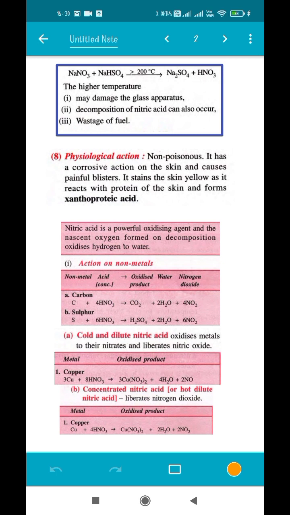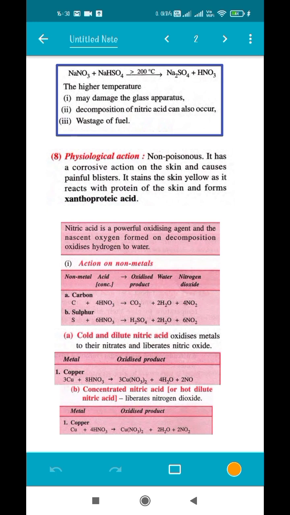This is different. And we are getting water and we are getting nitrogen dioxide. We are not getting sulfur dioxide, we are getting sulfuric acid. Similarly, when copper reacts with cold and dilute nitric acid, we will get copper nitrate, we will get water, and we will get nitrogen monoxide, NO.